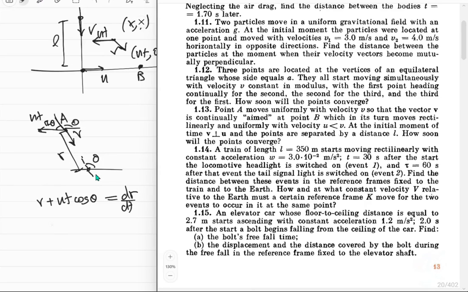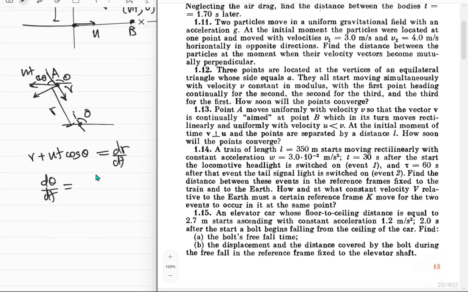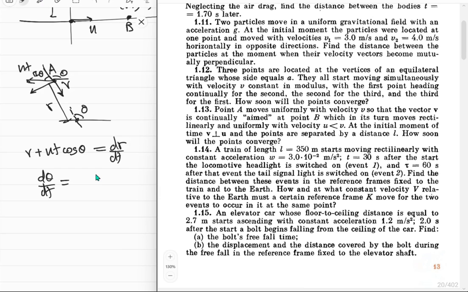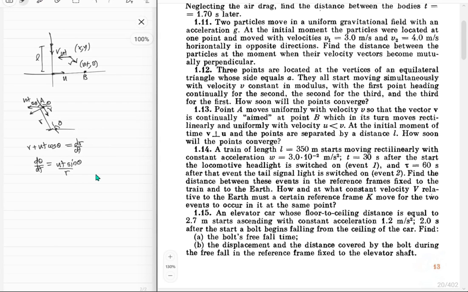And what's d theta upon dt? d theta upon dt is this upon that, right? So that will be sine of pi minus theta, which is sine theta basically. So ut sine theta, and that upon r. So that's our equation, cool.